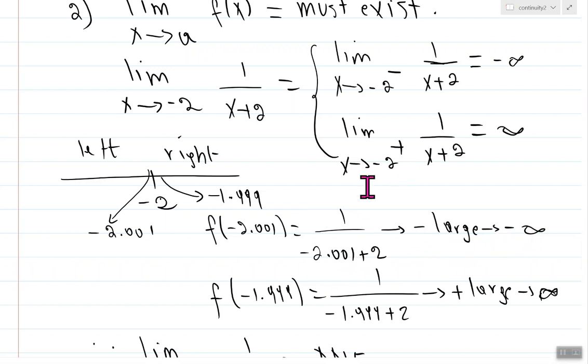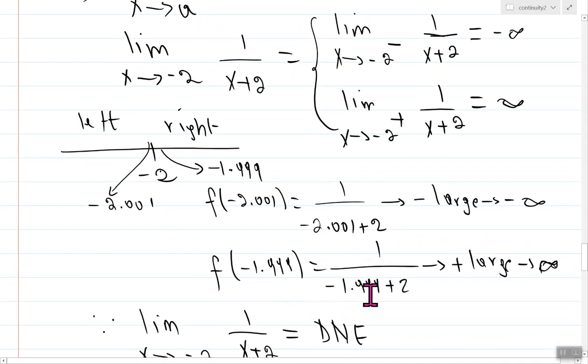Now, when x approaches negative 2 from the right, it means we are at the right side of negative 2, yet close to negative 2. So we pick a number to the right of negative 2, but close to negative 2. An example is negative 1.999. We evaluate the function at that number. We get 1 over negative 1.999 plus 2, which gives us 1 over 0.001. So 1 divided by 0.001 gives us a large positive number, which is infinity.